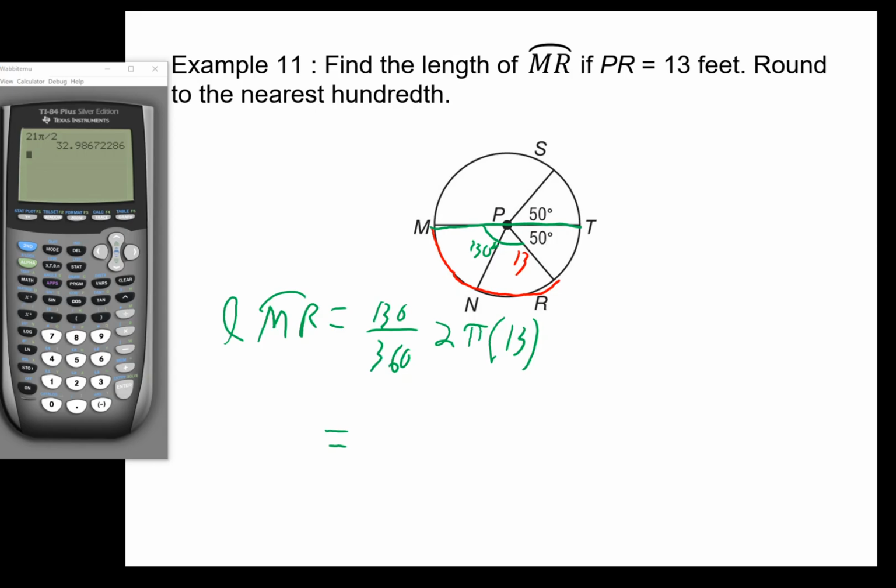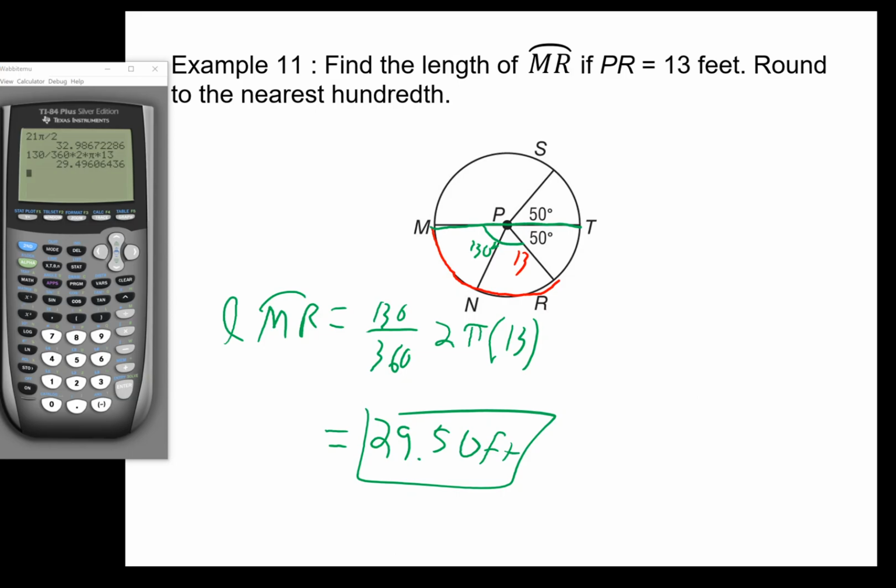Now, this time I look at it and I see nearest hundredth. I'm just going to go ahead and type this all in and show you how to do it all in one fell swoop. 130 divided by 360 times 2 times pi times our radius of 13. And we've got 29.50. Oh, and I need to get my feet in there.